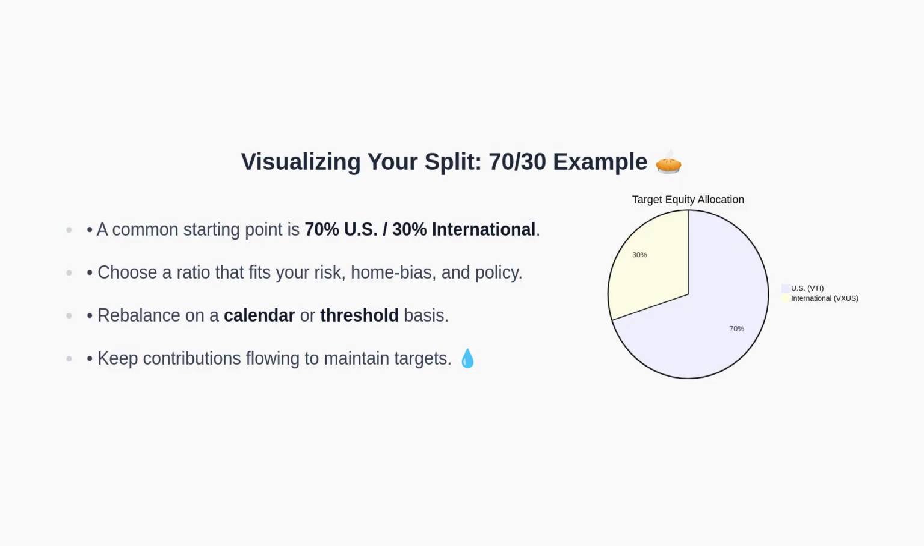Rebalancing can be done by time, for example quarterly or annually, or by thresholds, such as when weights deviate by 5 percentage points. New contributions can be directed to the underweight side to help maintain targets with fewer sales.